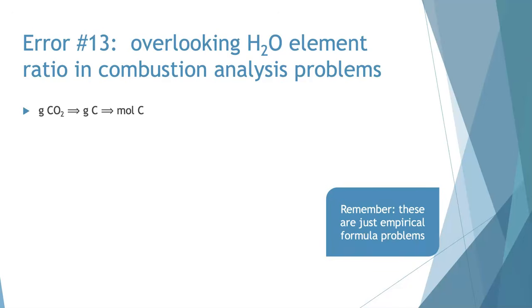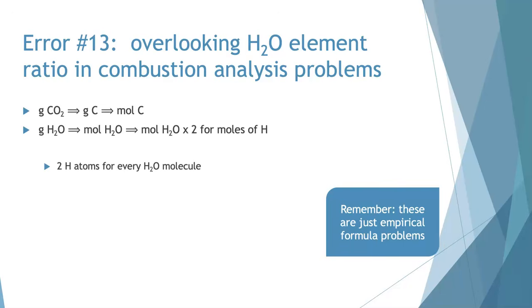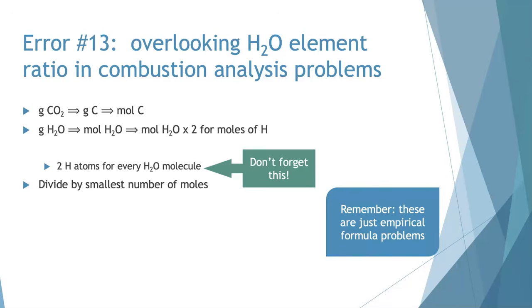If you have the grams of CO2, you can find the grams of carbon and therefore the moles of carbon. If we have the grams of water, we can find the moles of water. And then if we multiply that by 2, that gives us moles of H. It's really important that you remember that there are 2 H atoms for every H2O molecule. So the moles of H atoms is twice the moles of the water. And then you divide by the smallest number of moles. And if they're still not whole numbers, you multiply until you get whole numbers.